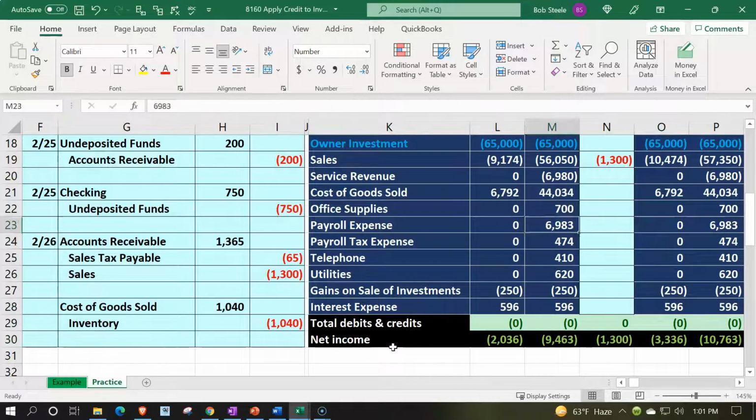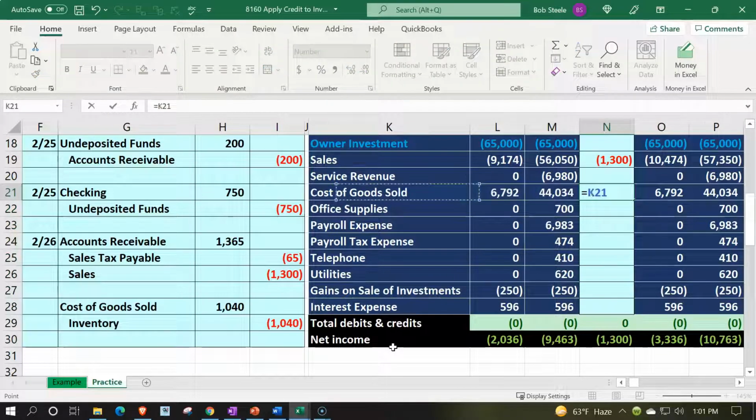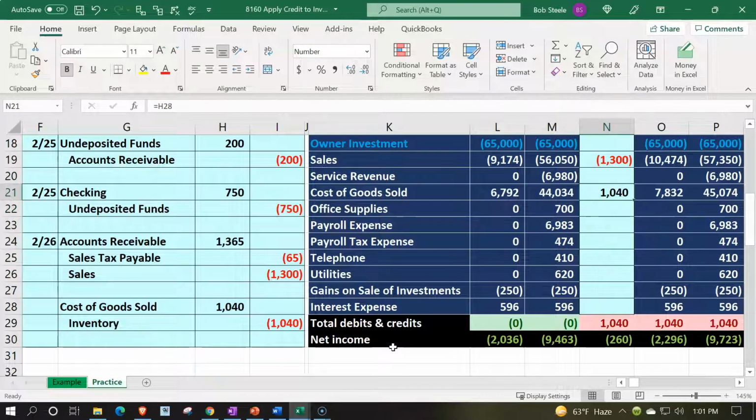Cost of the goods that we sold is going to be equal to the 1040. So on the February numbers, we were at the 6792, up by the 1040, basically expense, taking it to the 7832. On the year-to-date 2 months, 4434, up by the 1040 to the 4574.